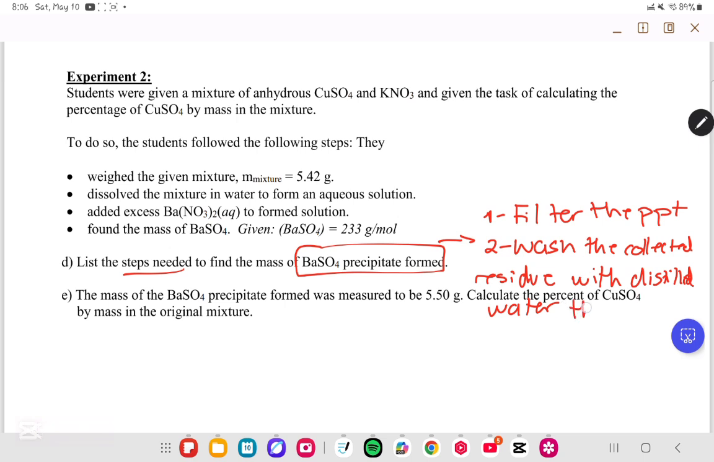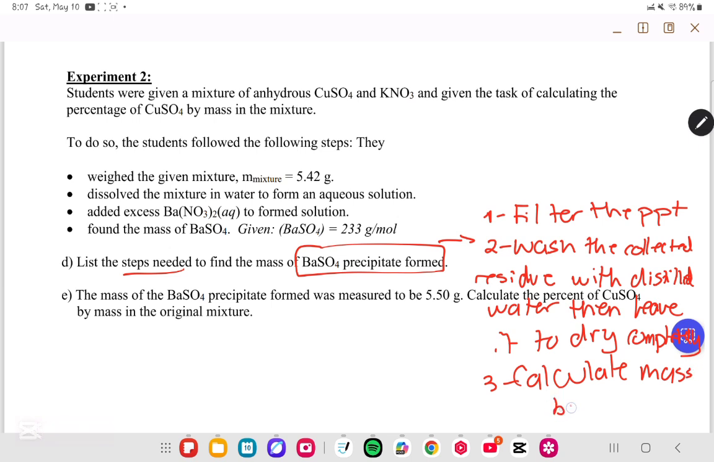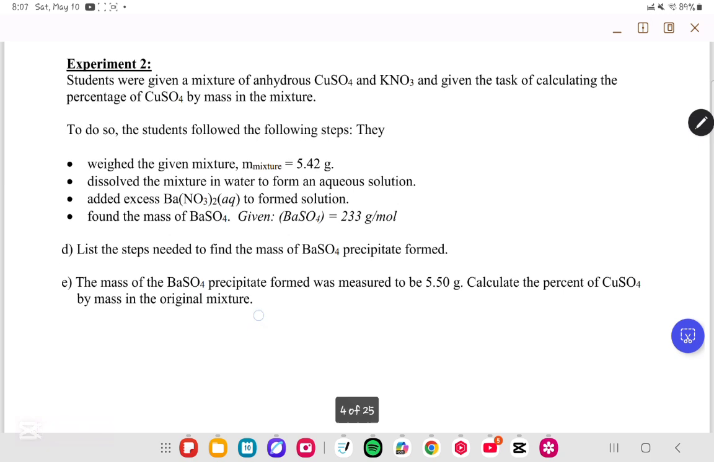And then after you wash it with the distilled water, you will leave it to dry completely. And then the third and final step is you're going to calculate the mass of the residue by difference. So the difference in mass from the initial to the final is what? It's going to be the mass of the residue. So, calculate mass by difference. Okay, very simply, these are the three steps. We move on to part E.